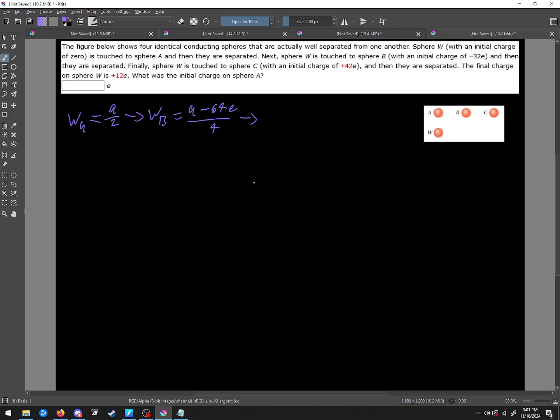So next, we're going to say that A minus 64E over 4 plus 42E, all divided by 2. I forgot to say W_C. So now we'll multiply each of these by 2. I think it should be maybe 4.